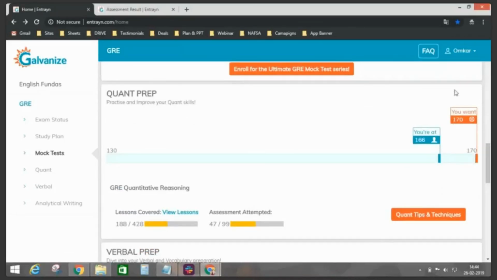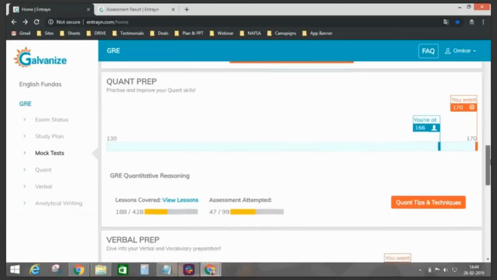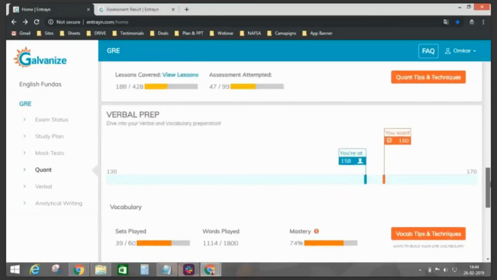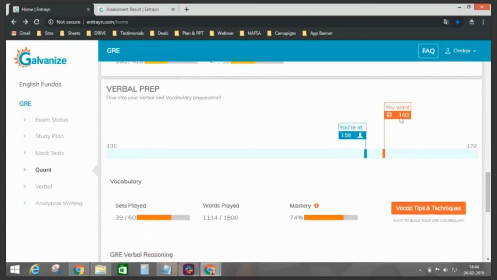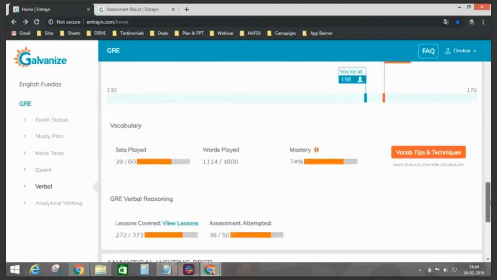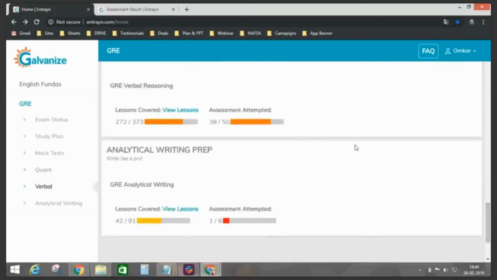Suppose you set your target for GRE Quant to be 170. This flag post right here will keep moving as you learn more and more, so you can see how much closer you're getting to your target score. Similarly for verbal, right? You can see how many of the lessons you've taken. You can see how many of the tests you've completed. You can also see how you are progressing and how far away you are from your target score. Not to forget AWA, there is an entire section down here.